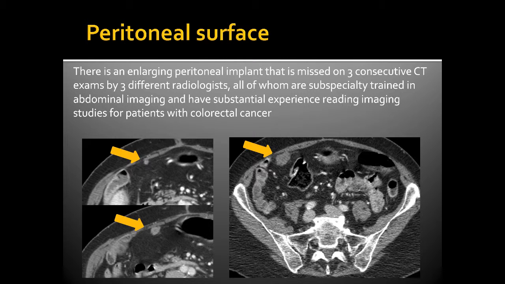There is an enlarging peritoneal implant that is missed on 3 consecutive CT exams by 3 different radiologists, all of whom are subspecialty trained in abdominal imaging and have substantial experience reading imaging studies for patients with colorectal cancer. The omentum and the peritoneal surface is a blind spot.